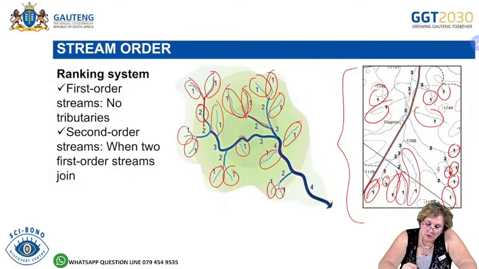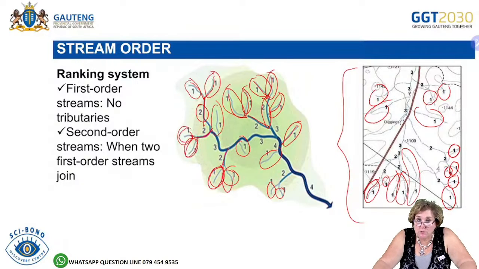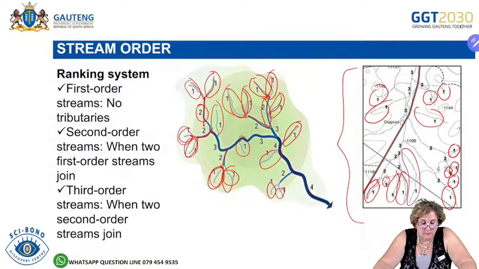1, 2. There's my 1. Again, a 1 flow. Okay, I don't want to go further on first. 1, 2. So 2 first order streams interconnect and it will form a second order stream. A third order stream is when 2 second order streams join, interconnect.